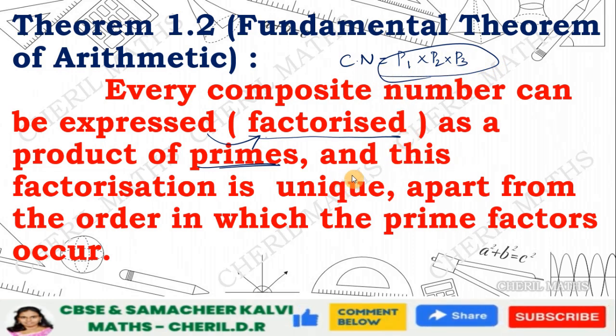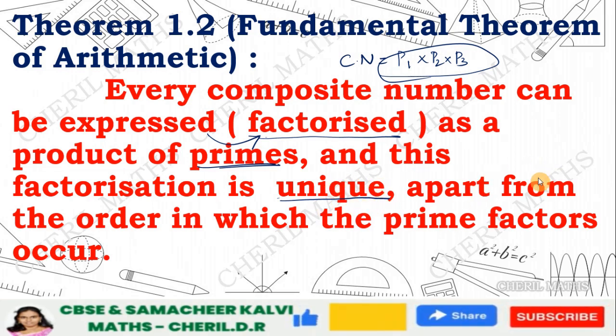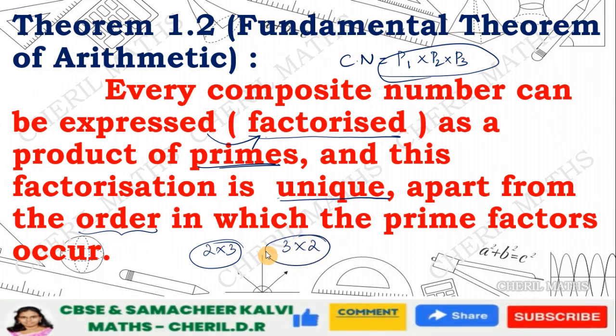And this factorization is unique. They're telling that it is going to be unique. Unique means what? It is going to be individually different for different values. Apart from the order, so order can be different. Order doesn't affect the uniqueness. So if you want to write a number as 2 by 3, if you change the order, you can write it as 3 by 2 also. So in this case you can say it is going to be unique.